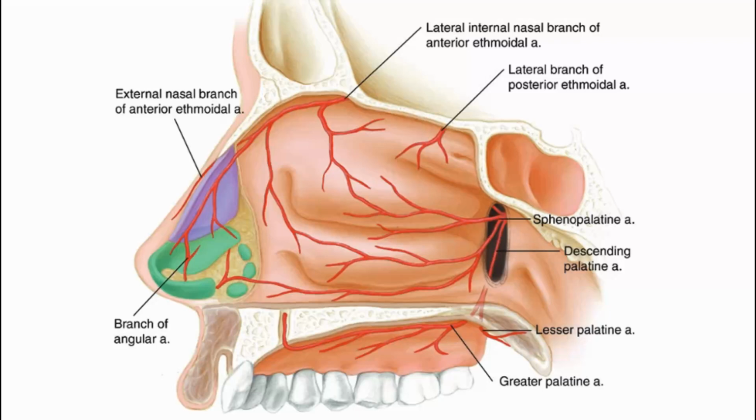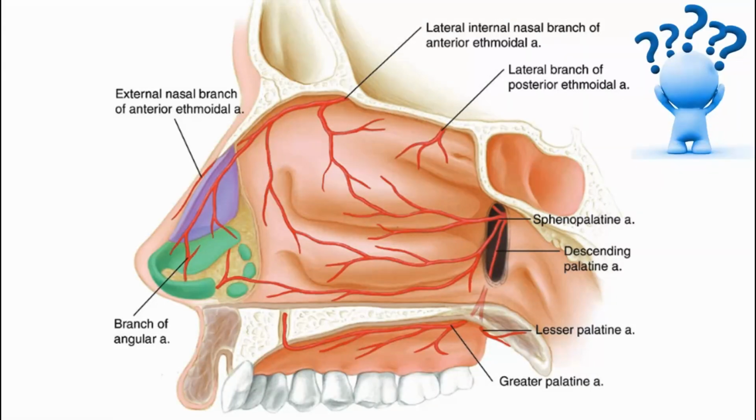I am showing you this lateral part of the nasal cavity with blood vessels. Now, why am I showing you this? Because there are multiple arteries that are going to supply the lateral wall of the nasal cavity, and when there is dryness or a problem in the lateral wall, the nose is going to bleed.